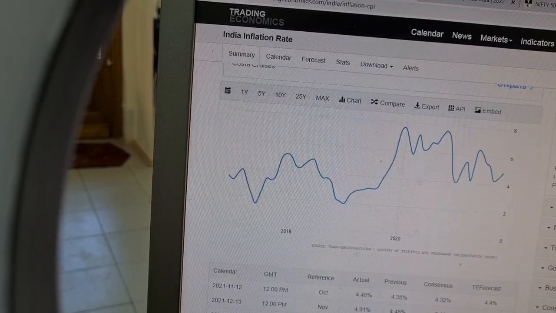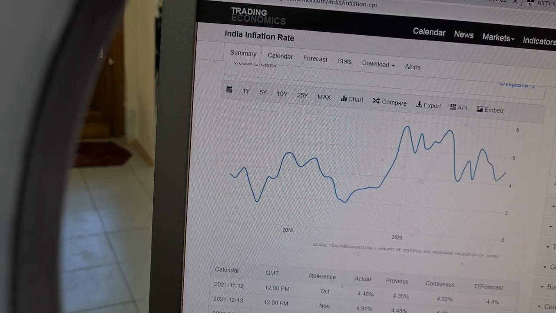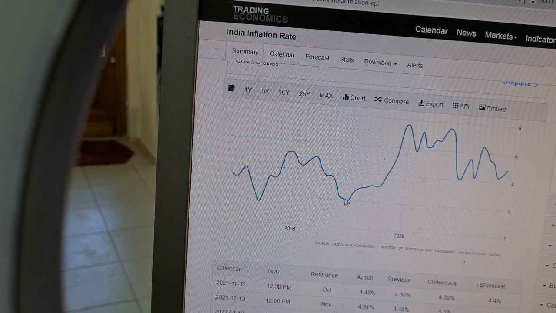2019 July, up to April 2020, when the crash of this COVID started and all these things. So from July 2019, if you can see, this is the 19th, so from here onwards, it started slowly from 2%, it went up to this inflation I'm talking about.